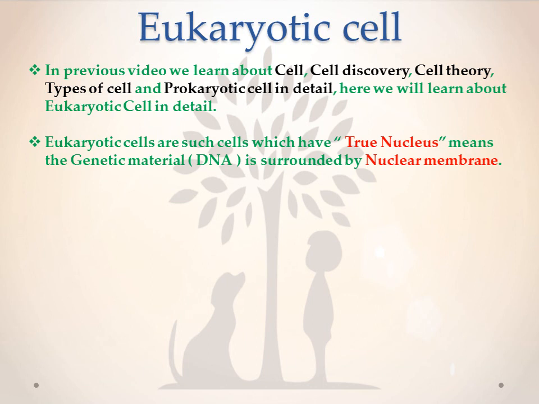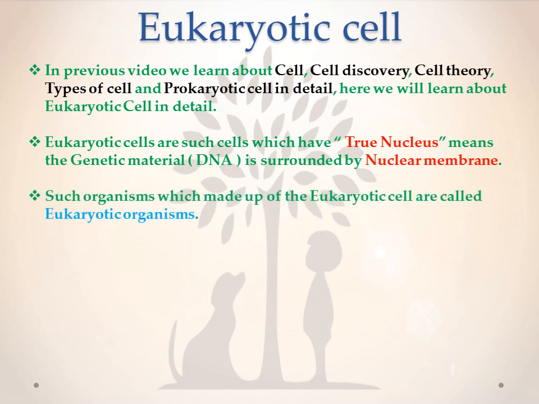We already discussed the eukaryotic cell in a small way. Eukaryotic cells are those which have a true nucleus. True nucleus means their genetic material, that is DNA, whose full form we have already covered, deoxyribonucleic acid, is surrounded by a nuclear membrane, which is absent in the prokaryotic cell.